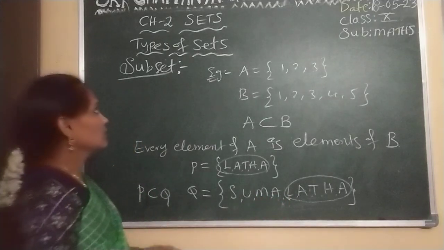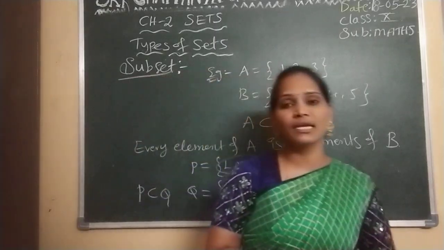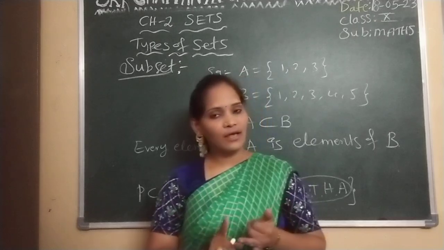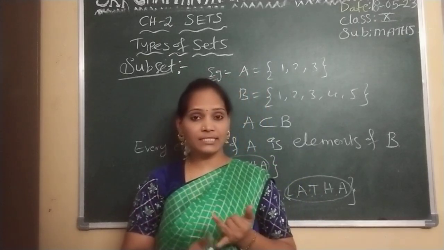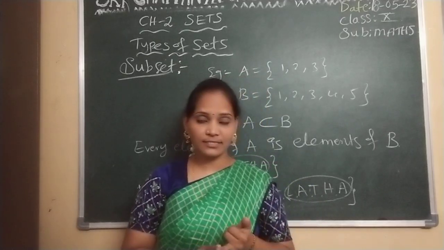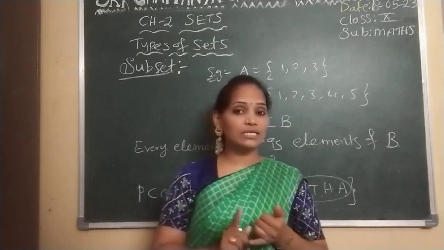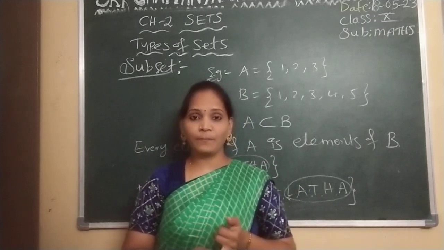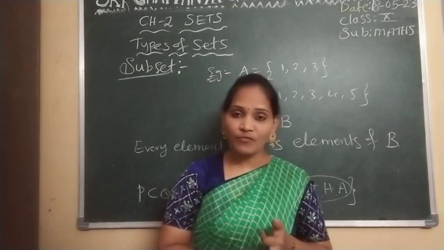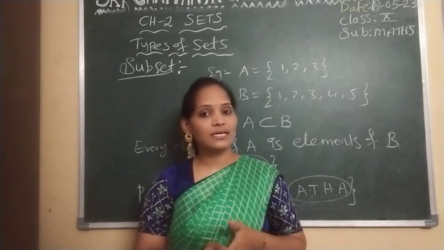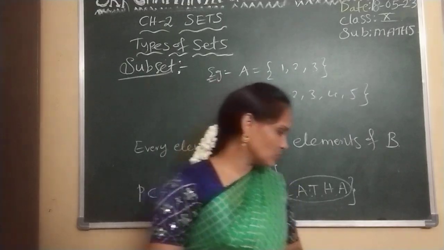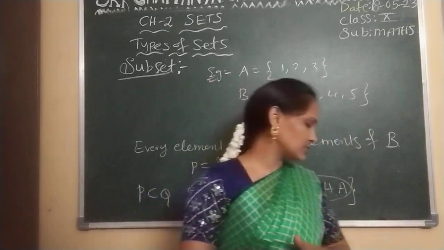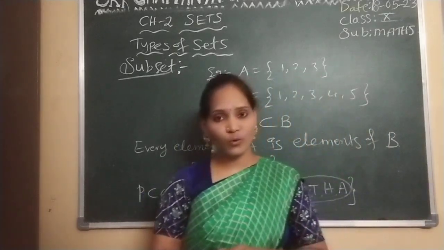These are the types of sets. Once recall: first, the empty set, which we can call the null set or void set. Second is the singleton set. Third is the finite set. Fourth is the infinite set. Fifth is the subset. These are the types of sets according to your syllabus. Okay, I hope you understand.